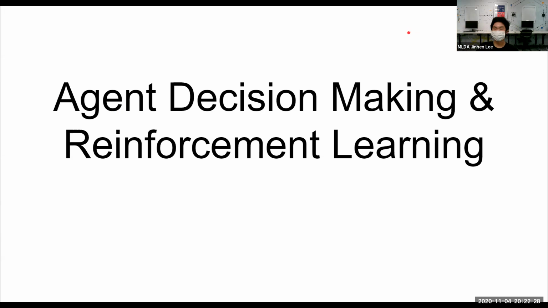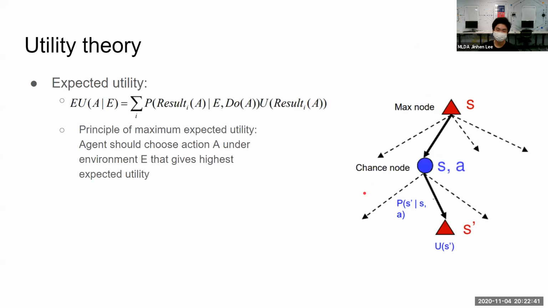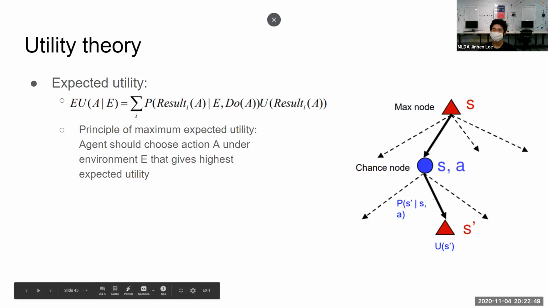Okay, so we are at the last part of our workshop today, which is about agent decision making and reinforcement learning. Reinforcement learning itself is a huge domain, so we are just giving a brief overview of what is required from this course. First we'll start with utility theory.